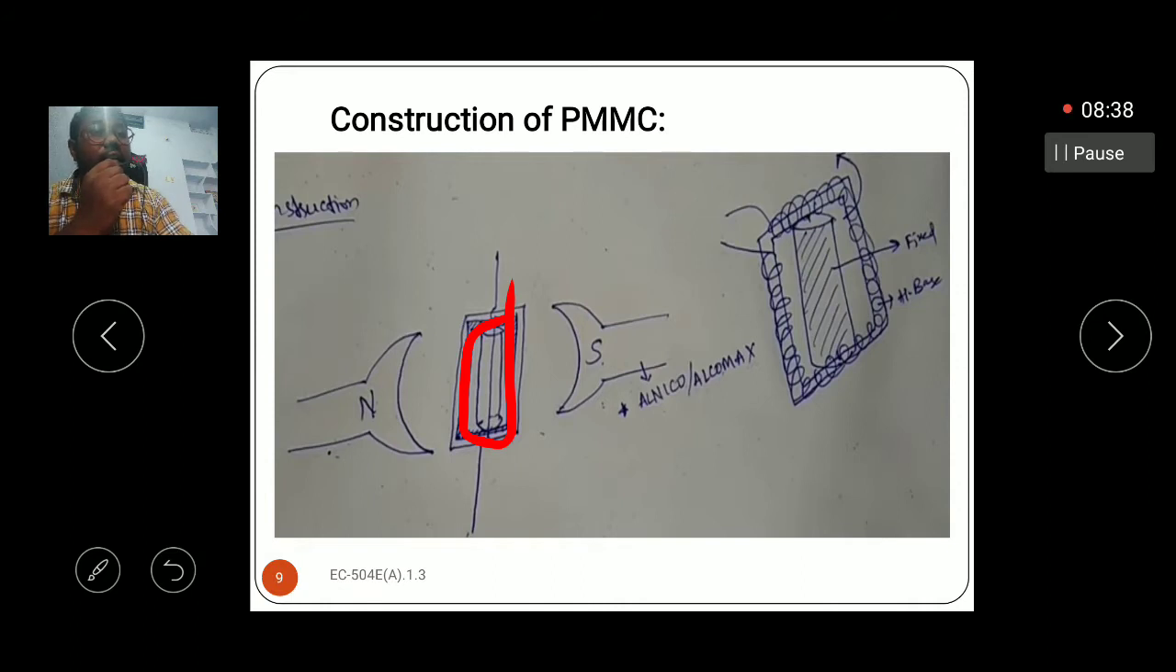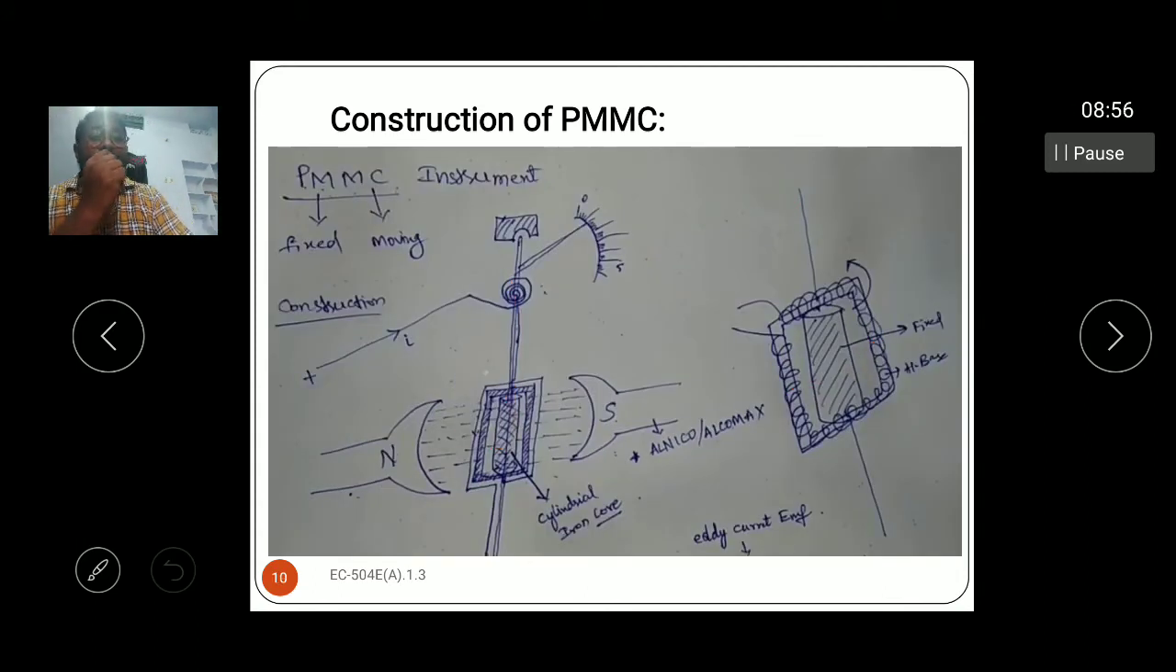Here the cylinder is fixed, and the aluminum base is moving. In the aluminum base we are having the coil structure. These two are the leads. In this way we have constructed the PMMC. In this particular construction, the magnetic flux is moving from north pole to south pole.